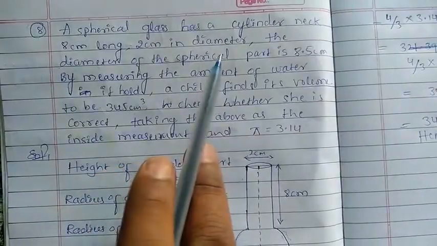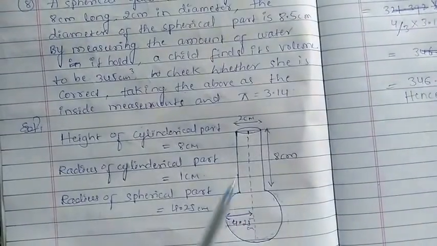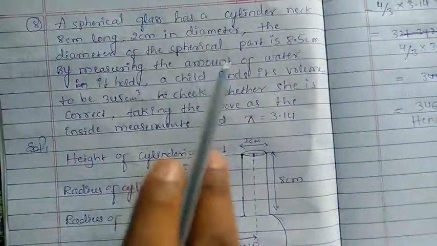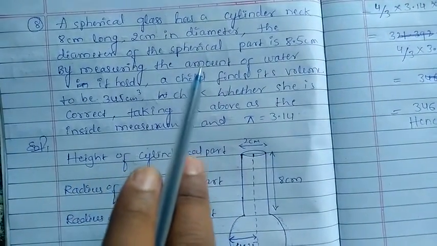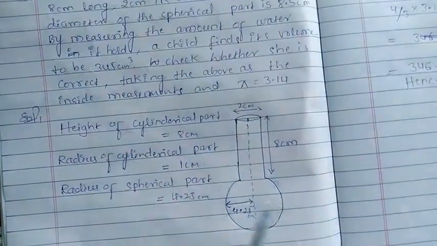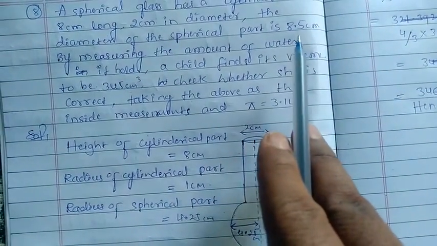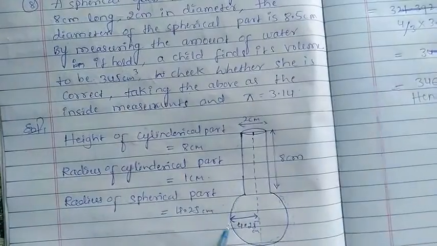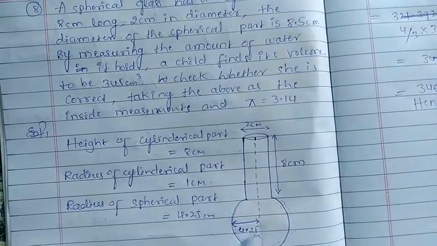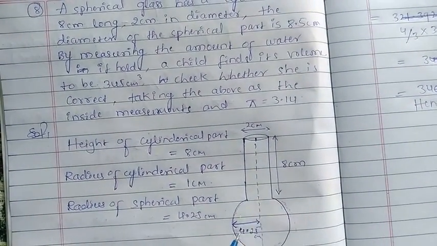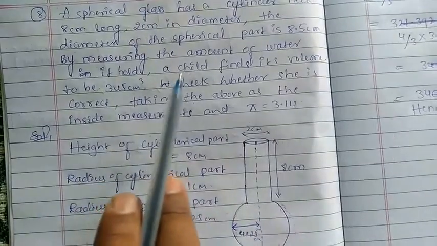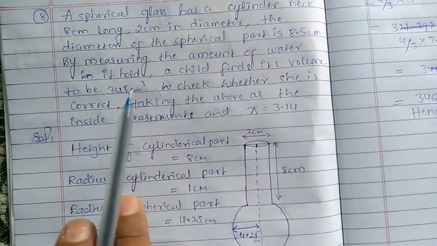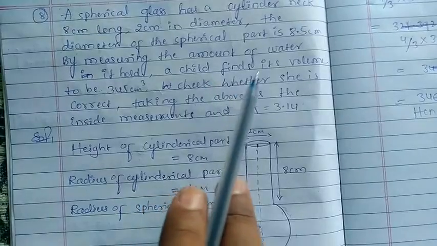The neck is 2 centimeter in diameter. So how much diameter is there? Total from here to here, 2 centimeter. The diameter of the spherical part, see here how much they have given for the diameter of the spherical part? 8.5 centimeter. But radius, diameter is 8.5. Radius how much do we get? 4.25 centimeter.